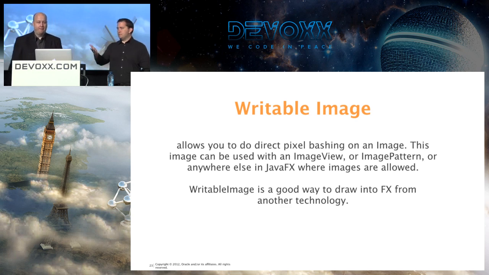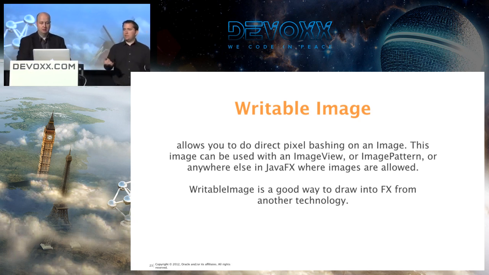So that's Canvas. Writable image, as we talked about, lets you do direct pixel bashing on an image. You can take any image that you've loaded, get a writable image from it, and then go ahead and draw into that thing.